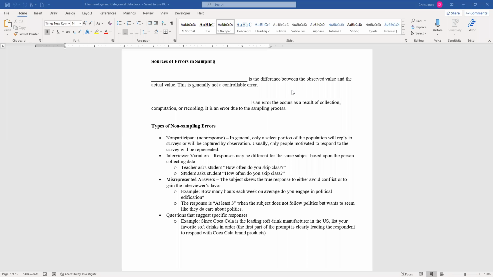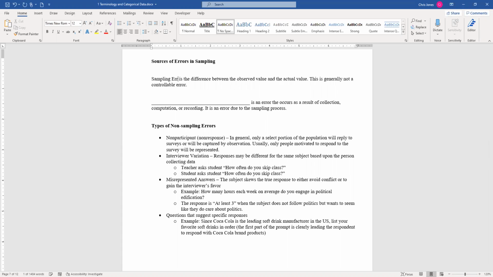We're going to complete this section by looking at the sources of error that might arise from the different types of sampling from observational studies. There are two main types of errors that can occur from sampling to represent the population. One of them that's not controllable is called a sampling error. A sampling error is really the difference between the observed value and the actual value. And generally, this is not a controllable error.